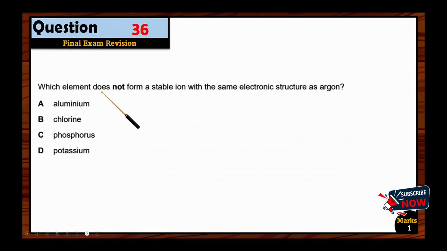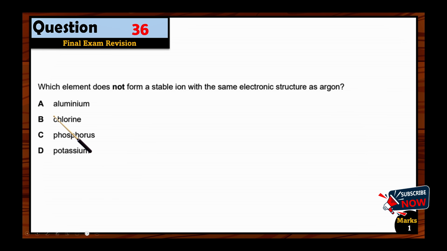Question number 36. Which element does not form a stable ion with the same electronic structure as argon? So now let's see what argon has. How many electrons does it have? It has 18. Now, aluminium has 13 electrons, right? So even if aluminium loses 3 electrons, it cannot make 18. It will become 10. But usually aluminium makes covalent bonds, so it will share the electrons. So it means aluminium is the right answer.